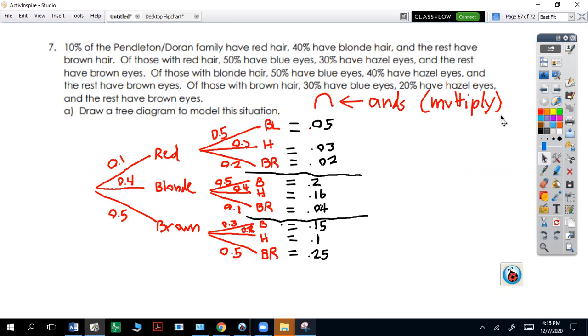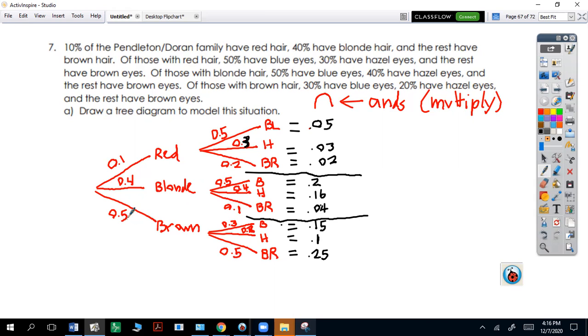Here's what we got. When it says the rest, of course, we want to subtract from 1. So we have all of our probabilities here. That should be a 0.3. So red hair splits off 50% blue eyes, 30% hazel eyes, that's 80%, so 20% brown eyes. Blonde hair splits off 50% blue eyes, 40% hazel, and the rest brown, so 10%.